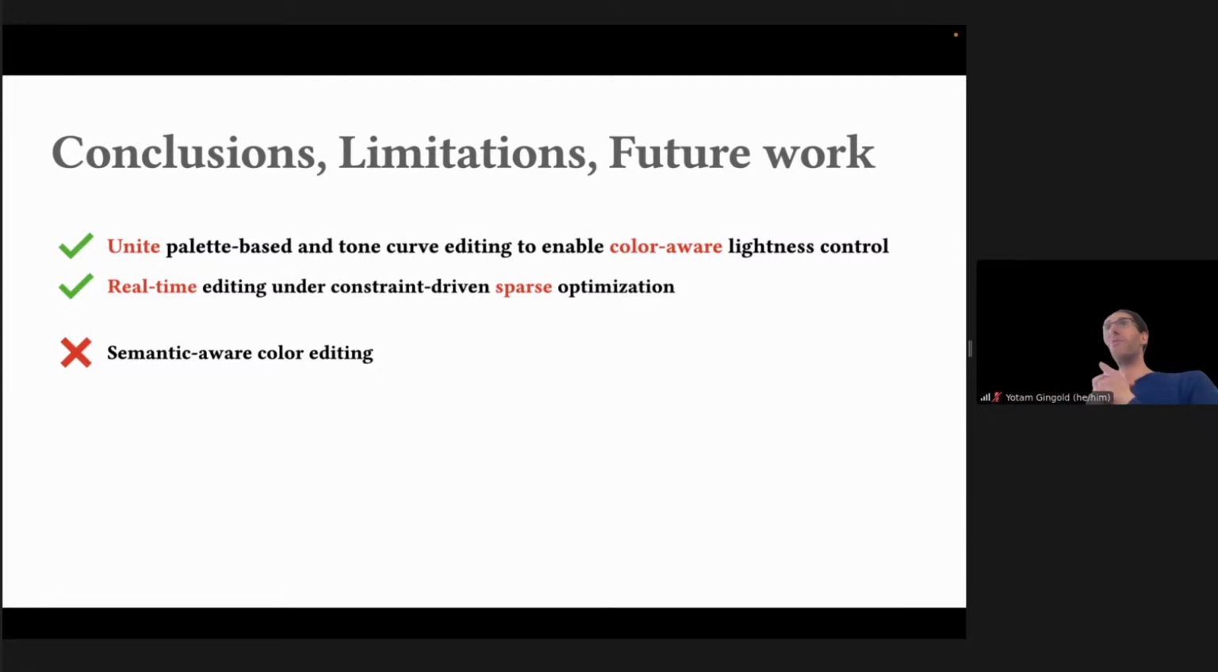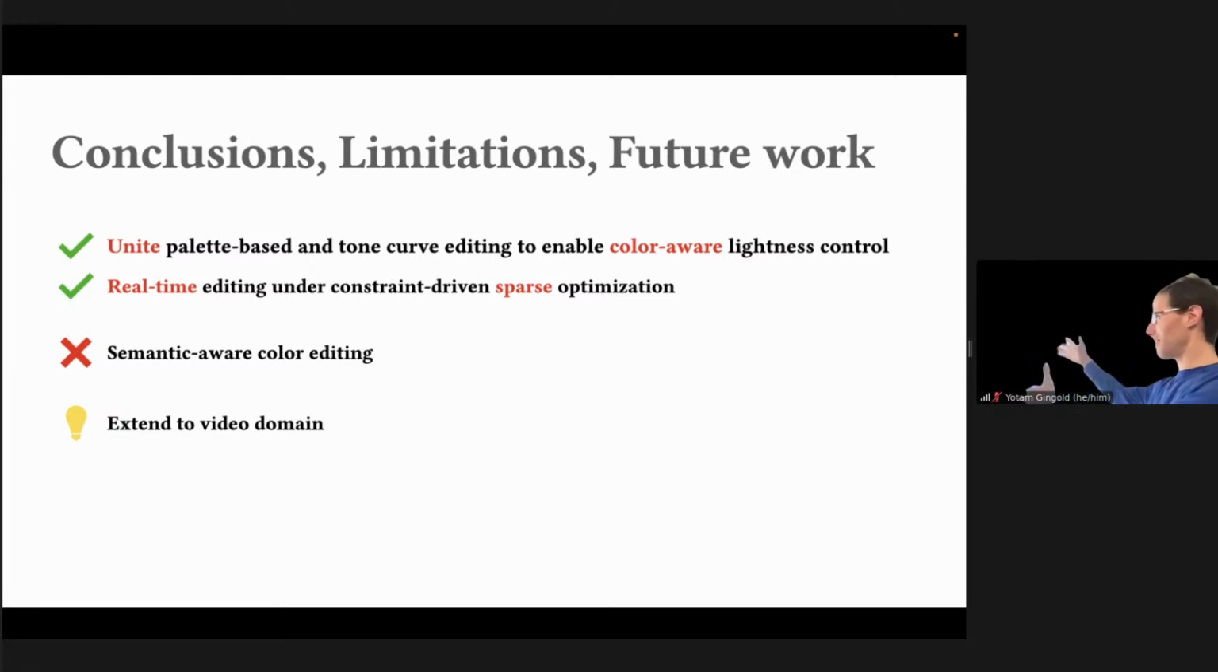There's a lot of great work happening in the computer vision world on semantics and object recognition and so on, and we're using none of it. So that seems like a potential direction to do something with. Also, videos: we did have a collaboration at one point where we were doing some of this palette-based editing on videos, but this work has taken palette-based editing in a different direction, and it would be interesting to see how that would work on videos.